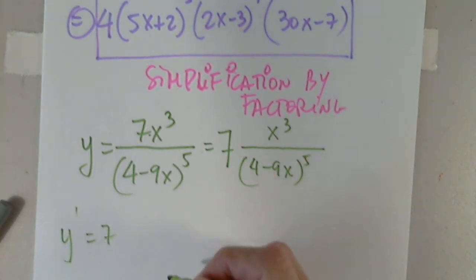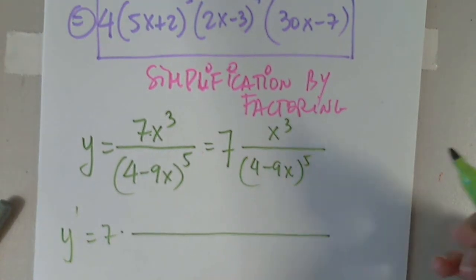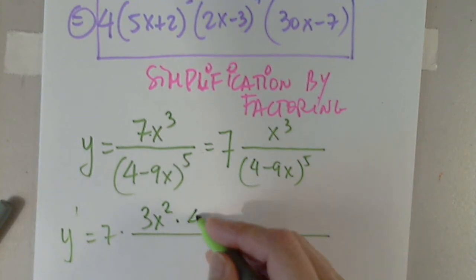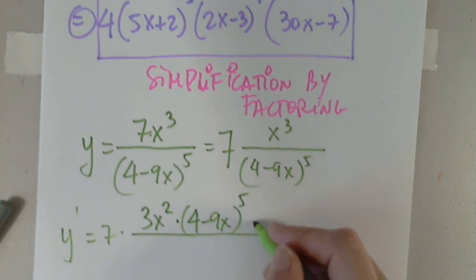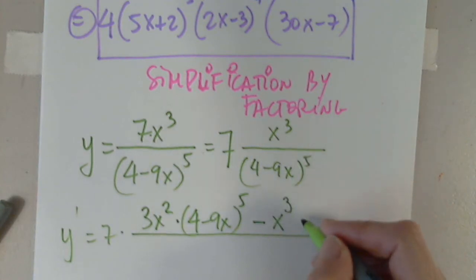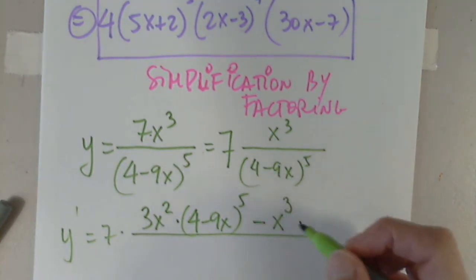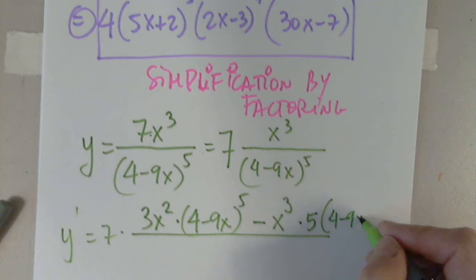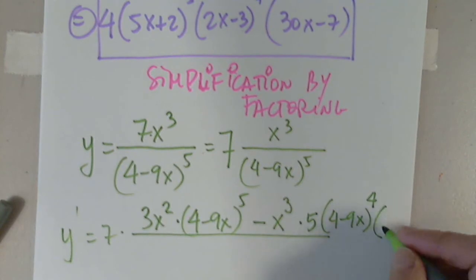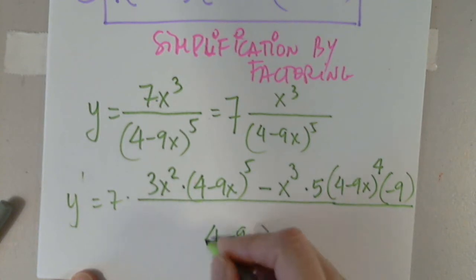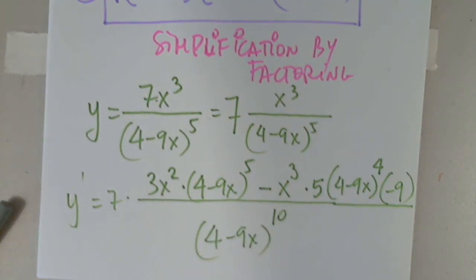So y prime equals 7 times. The numerator prime is 3x squared multiplied by the denominator minus the numerator, but times I have to differentiate the denominator and I have to use the chain rule. I bring 5 in front, I multiply by the function raised to 5 minus 1, which is 4, times the inner function prime, which is negative 9, over the denominator that must be squared. If you remember, we do not differentiate the denominator, so the denominator only has to be squared.